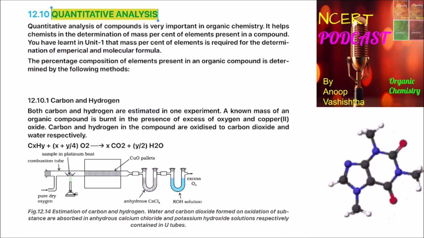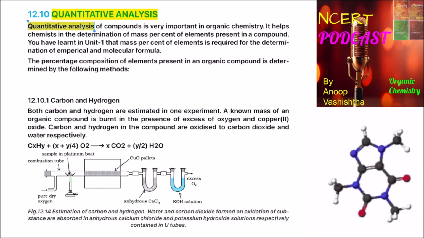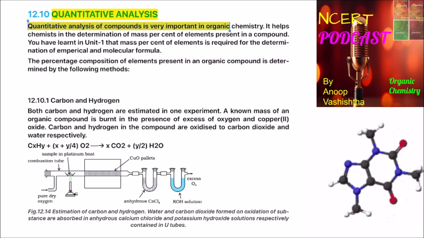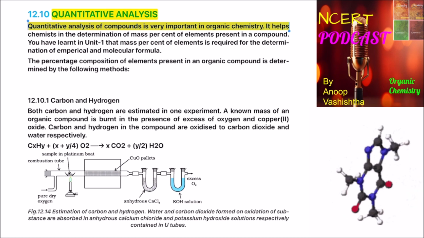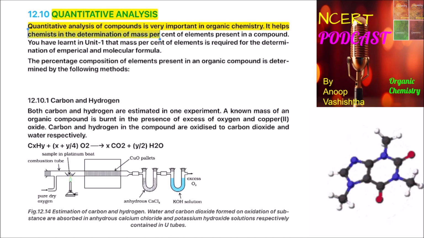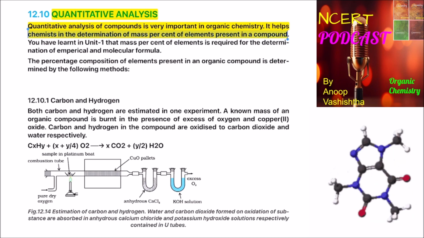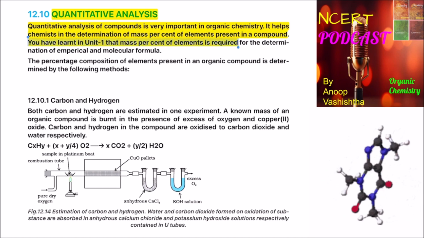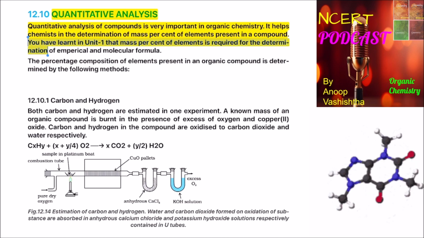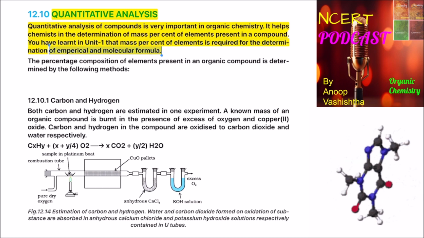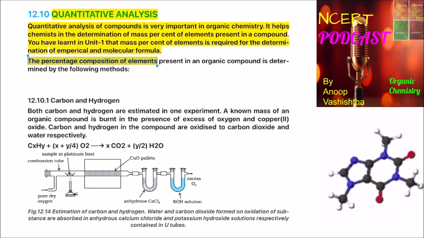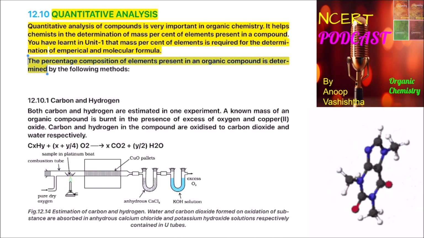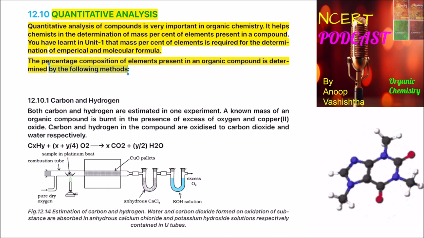Quantitative analysis. Quantitative analysis of compounds is very important in organic chemistry. It helps chemists in the determination of mass percent of elements present in a compound. You have learnt in Unit 1 that mass percent of elements is required for determination of empirical and molecular formula. The percentage composition of elements present in an organic compound is determined by the following methods.